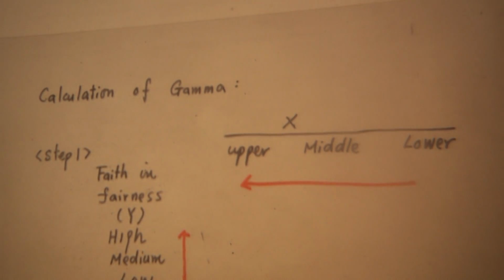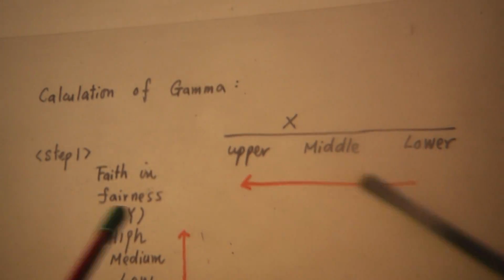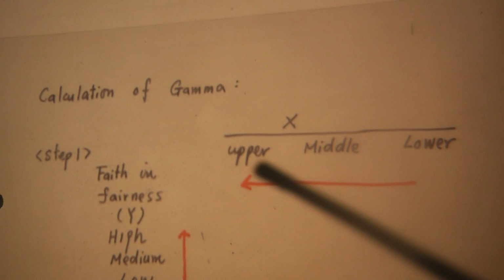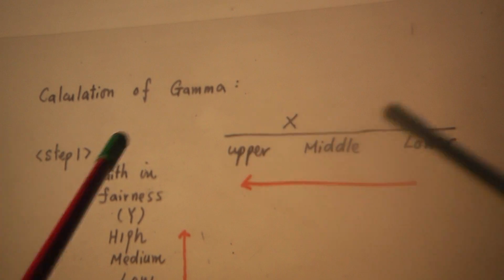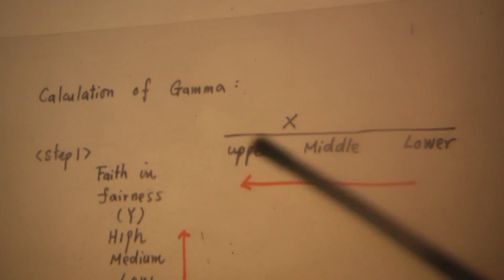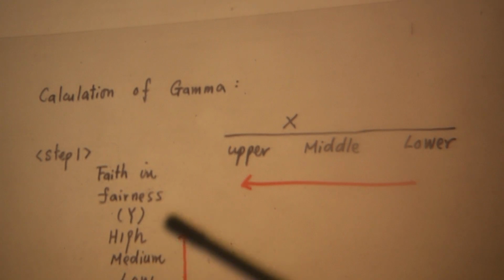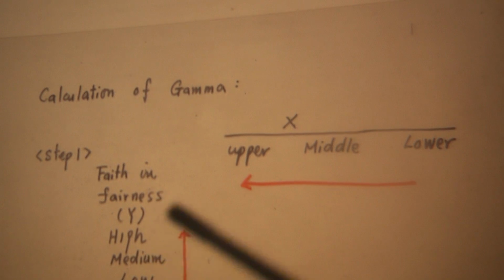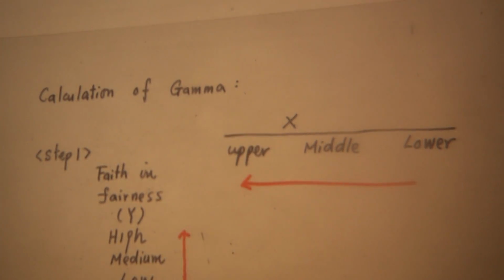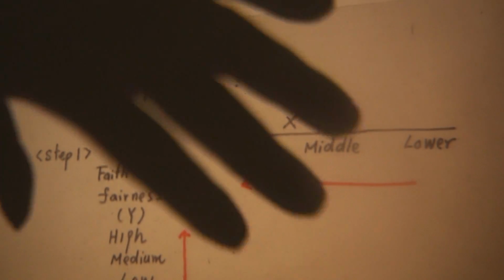Make sure the order is arranged in the way I show you in the table, okay? Let me try one more time. Upper, middle, lower, from left to right. And high, median, low, from top to bottom. Make sure the order is correct in both directions. And next one.